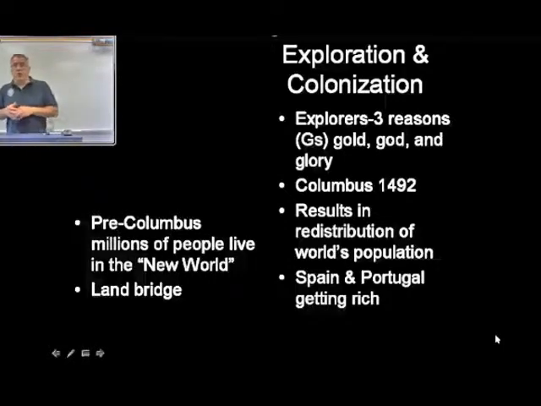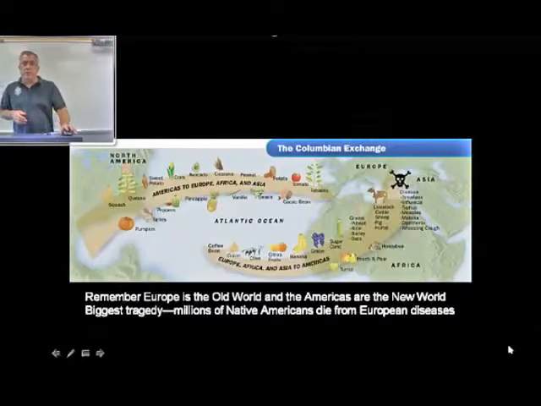So the 3 Gs that motivate exploration and explorers are gold, God, and glory. All right. Gold, God, and glory. So keep those in mind. All right. Very different from colonists, who plan on staying. They're going to bring their families. They're going to be here forever. Okay. The Columbian Exchange we just mentioned.